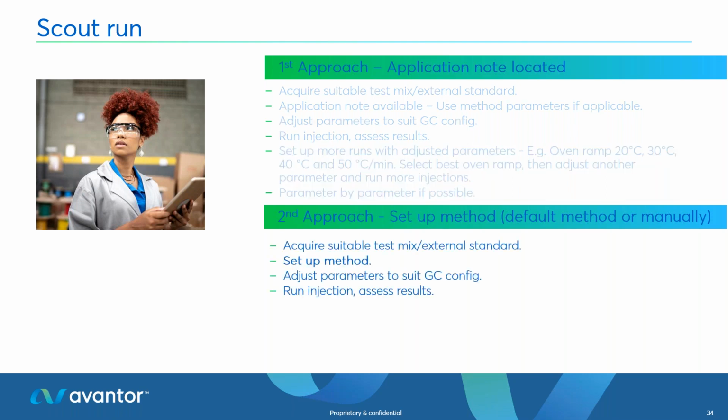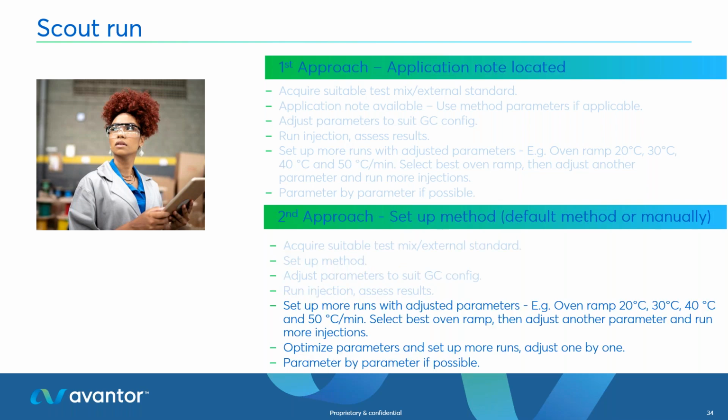The same goes again when you are starting from scratch. Maybe you're just using a default method from the software and you're not really sure where you should be starting. So set up the method, adjust the parameters as needed, make sure you're not going to be overloading the column, so have a look at the column capacity, run an injection, and again, change parameters one by one, because if you do it all at once, you're going to lose track of which parameter you changed when. So try and at least document it if you're going to change a few at the same time.